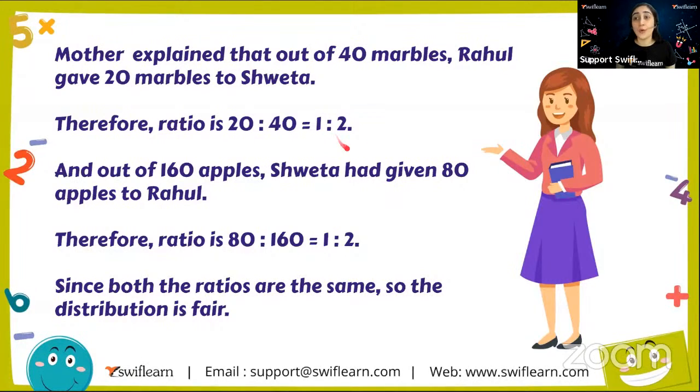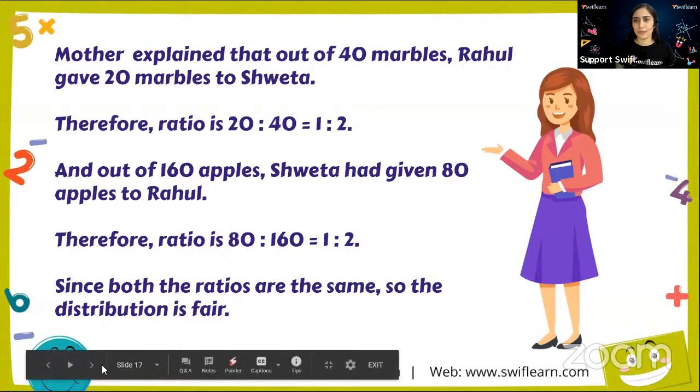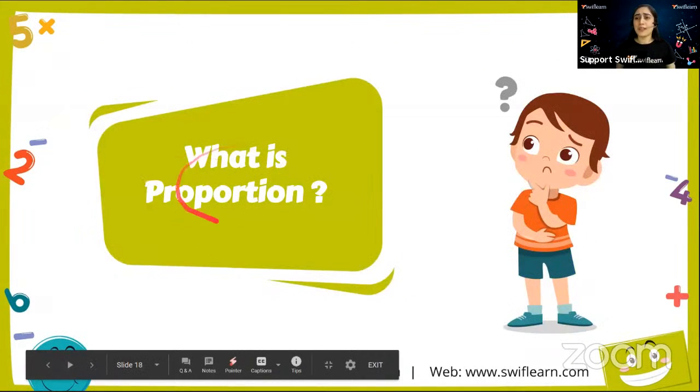So both are sharing in the ratio 1:2, half. Rahul is giving half his marbles to Shweta, and Shweta is giving half her apples to Rahul. So both are being fair with each other. No cheating, no partiality. Everything is done perfectly fine. That should be the way we behave with our elders, sisters, and younger ones too, right? It's never that we should be greedy and eat more or grab more things, right?